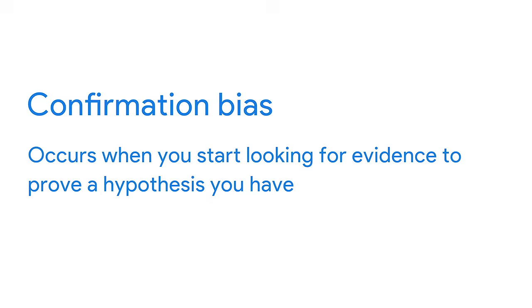This bias occurs when you start looking for evidence to prove a hypothesis you have. Because you think you already have the answer, you're drawn to information that confirms your beliefs and preconceptions. Let's say you have the preconception that left-handed people are more creative than right-handed people. As you research, you'll tend to gravitate towards evidence that supports this belief, and you'll use it to build your case, even though it's not necessarily true.